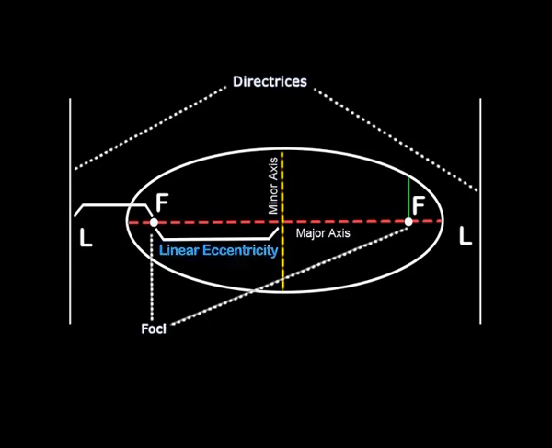The linear eccentricity, that is c, is the distance between the center and the focus or any of the two foci. The latus rectum, that is 2l, is the chord parallel to the directrix and passing through the focus or one of the two foci. The semi-latus rectum is half the latus rectum.